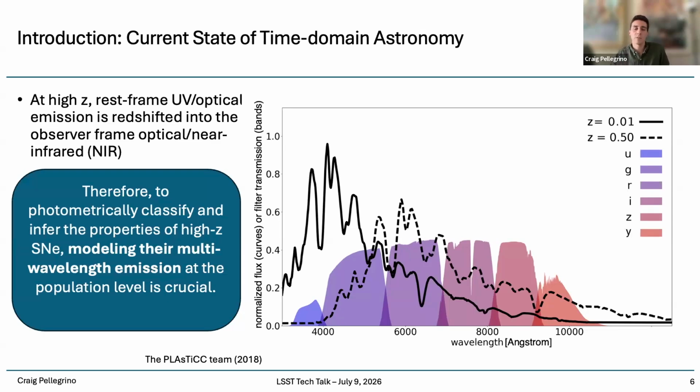Therefore, in order to photometrically classify or identify different types of supernovae from the LSST alert stream, we need to get a better handle on their rest frame behavior, as well as an understanding of how their full spectral energy distributions look from the ultraviolet to the infrared. And this is really crucial to photometrically classifying these high redshift supernovae and identifying or inferring their physical properties from photometric data alone.